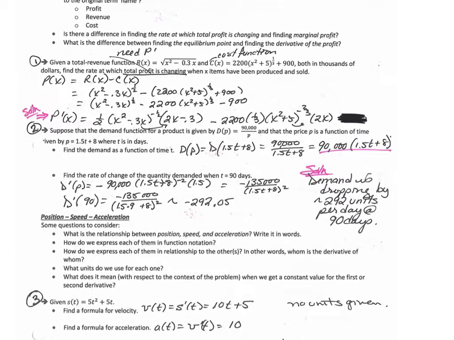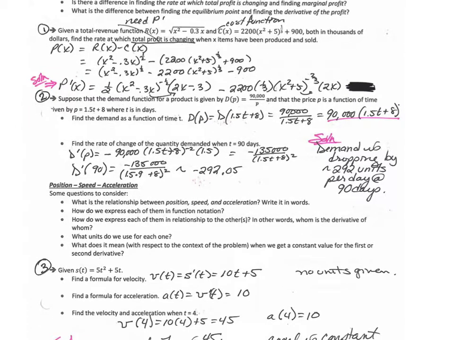Let's look at number 2. For this guy, you have a demand function and a price function. Demand is a function of the price. Price is a function of the time in days. They want demand as a function of time. So you need to take this function and substitute it in here for the P. You do that. This is the notation you use, and you get this guy.